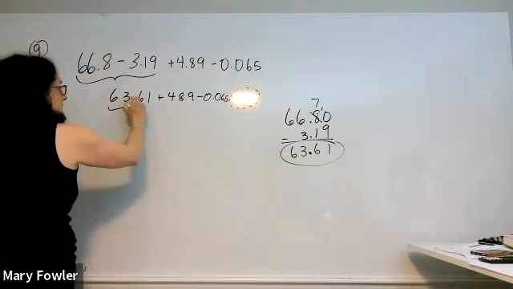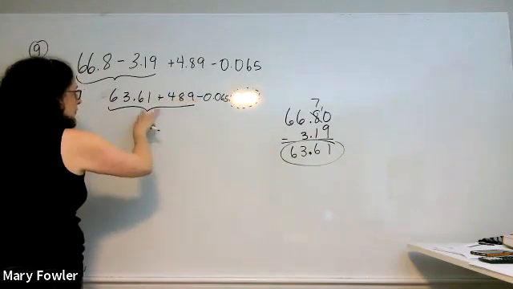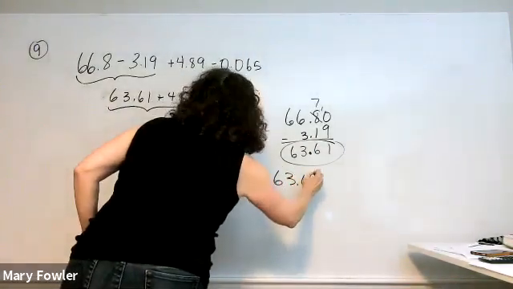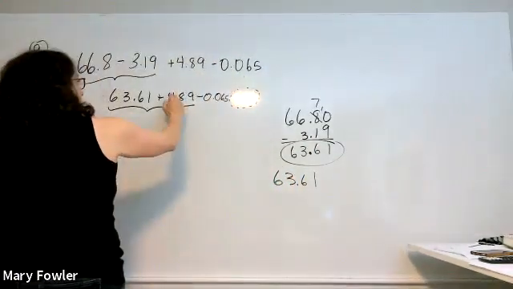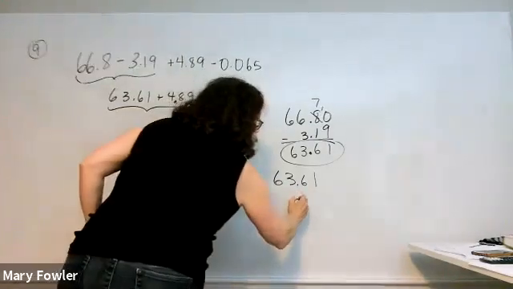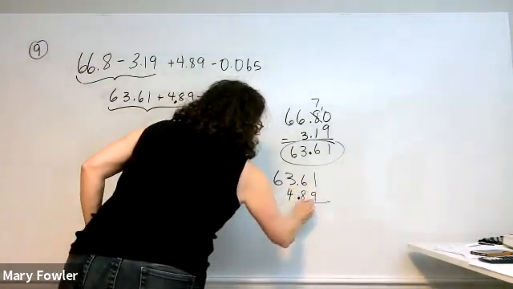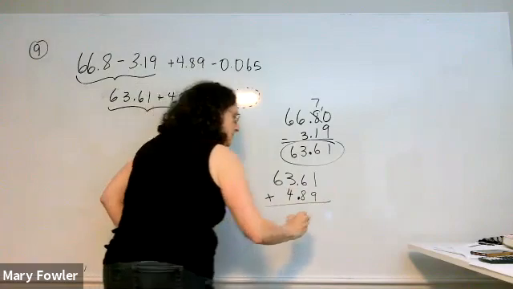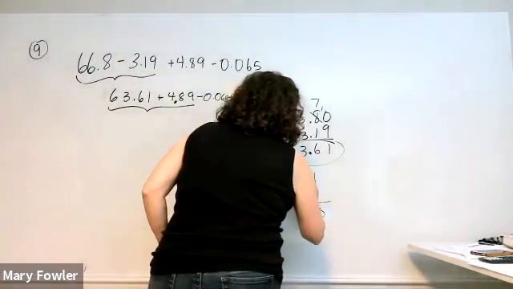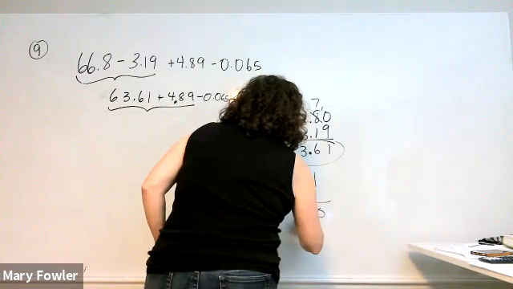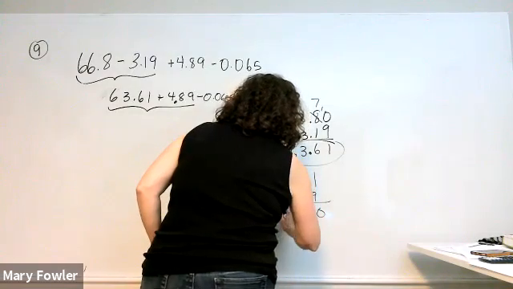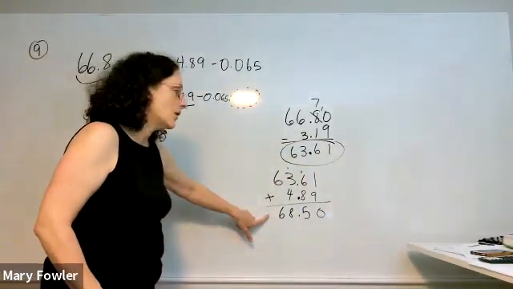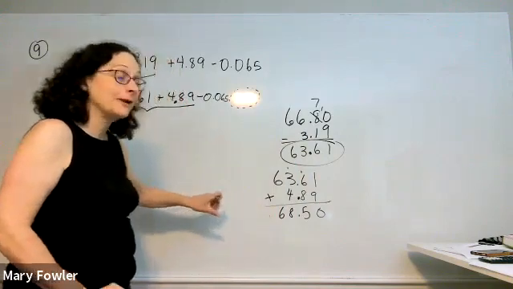Okay, so the second thing we have to do is we're going to work left to right. So we're going to do this addition. And that addition says 63.61. And to that, we're going to add 4.89, making sure we line up decimal points. And it's an addition problem. So let's go ahead and do this addition. And we get here 68.50. Hope we got it right. I don't have a mistake.